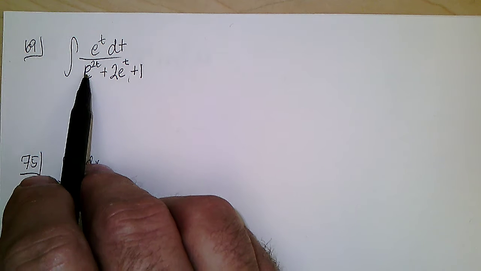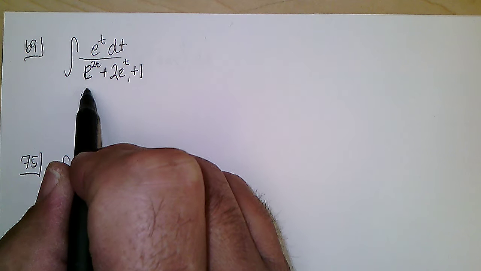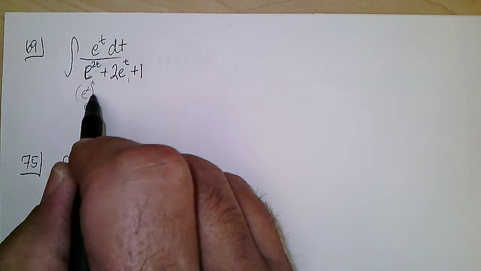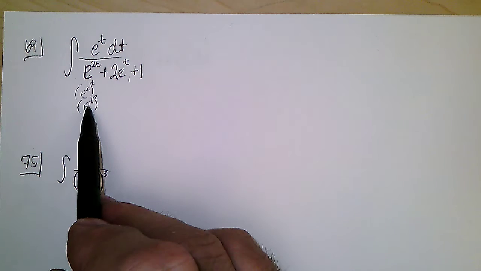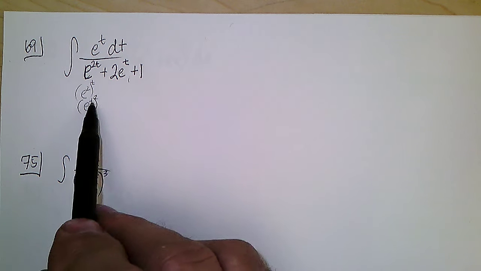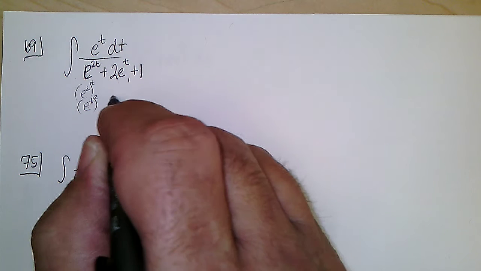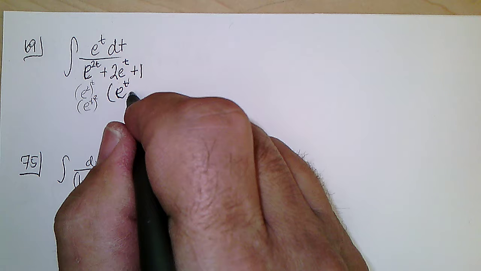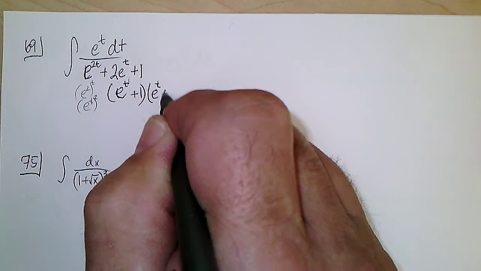Well. Looks like we got e to the t. You got to be able to think of this flexibly. This could be e to the 2t, or it could be e to the t squared. And if I think of it this way, I've got something squared plus two of the somethings plus 1. That factors to e to the t plus 1 times e to the t plus 1.